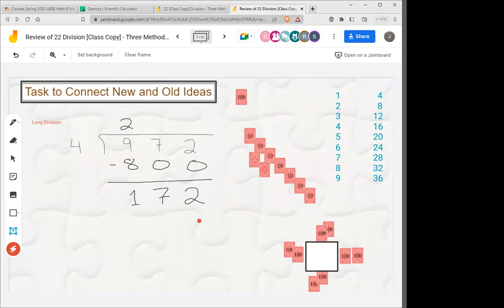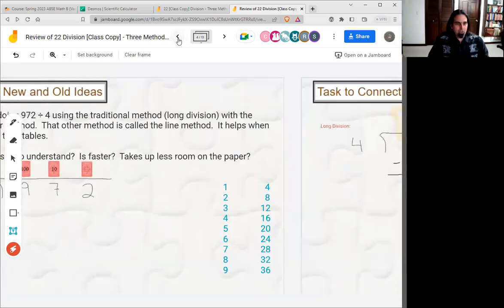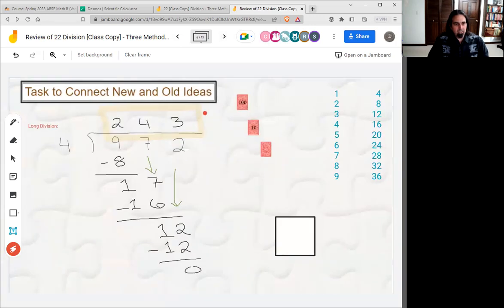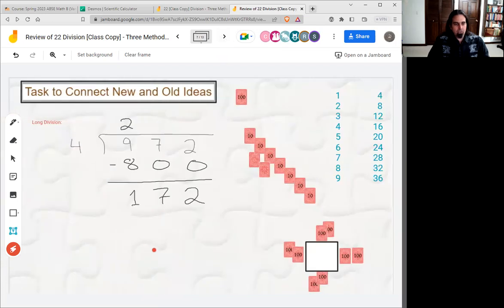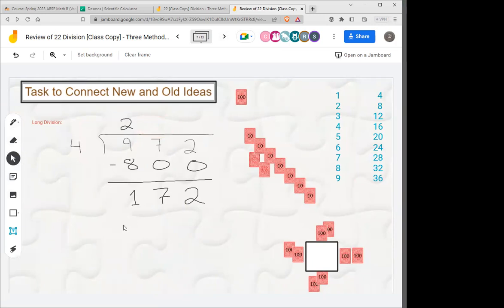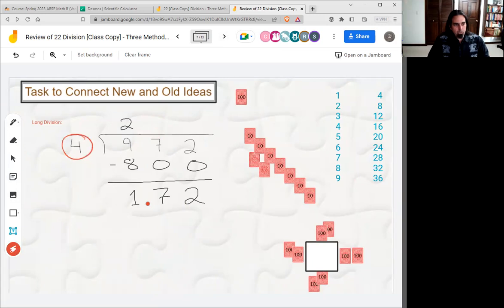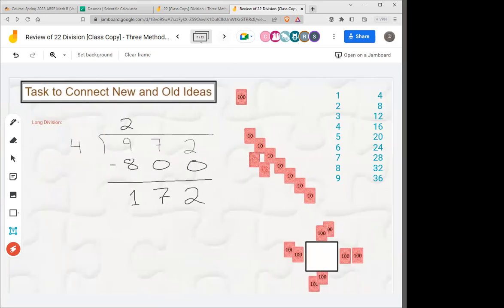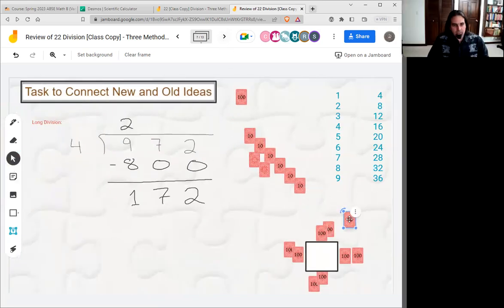So just like before, if you were here a moment ago, sorry if you are only watching the recording, I've done the hundreds, now it's time to do the tens. So I want to deal out 10 cards to everyone. How many times can I do that in the tens column? Well, you could look at this as 4 goes into 17. That's how we saw it before. We could also just act it out.